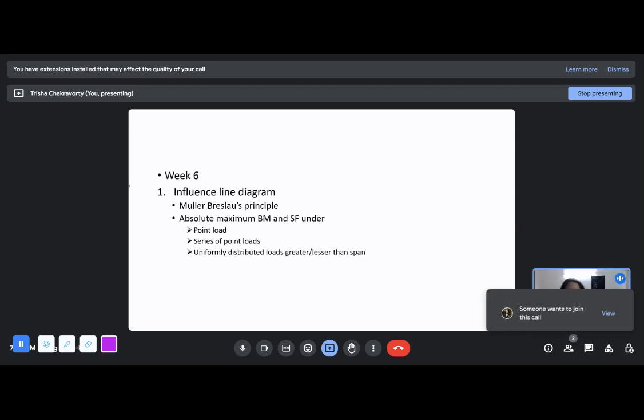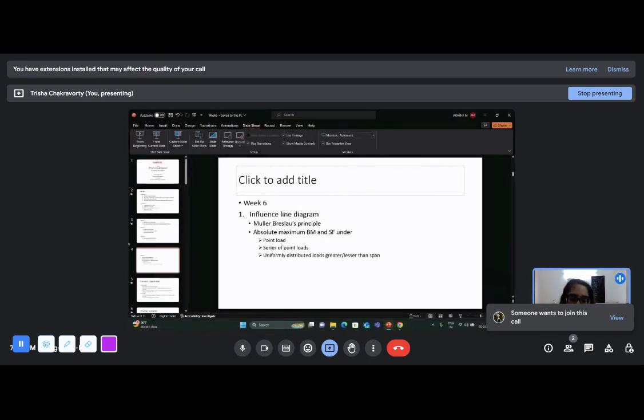And now we are here in week 6, where we will look at influence line diagrams or ILDs, which will cover some topics like basic instruction about how to draw an ILD, about the Muller Breslau principle, and how to find absolute maximum bending moment and shear force under combinations of loads like a single point load, a series of point loads, or uniformly distributed load greater or lesser than the span.